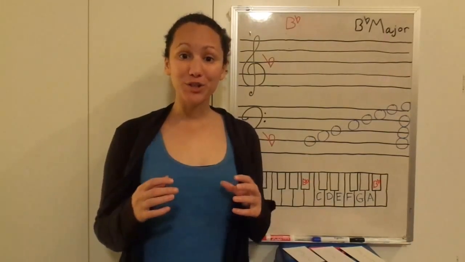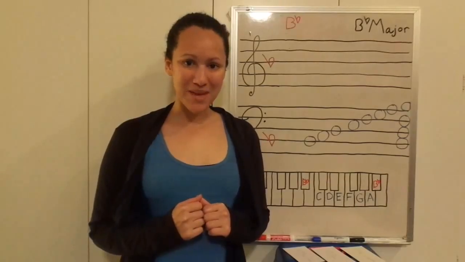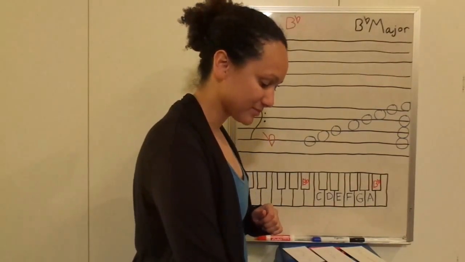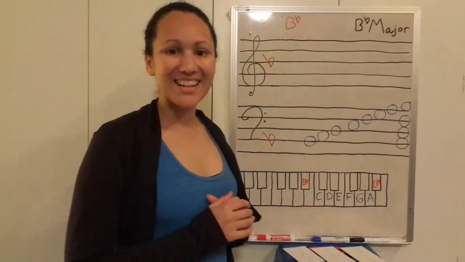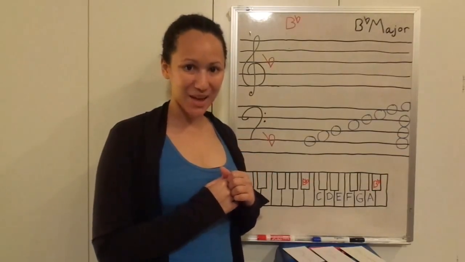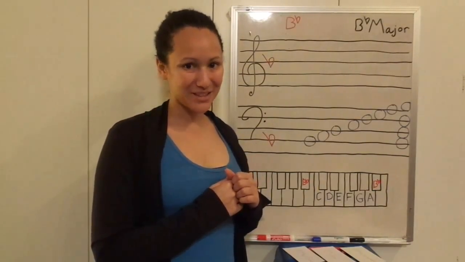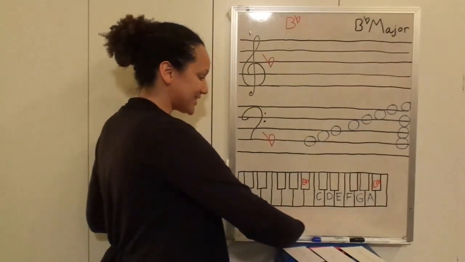Now we have the first flat scale, F major. Now we're going to have our second flat scale, B flat major. Let's find the same pattern.